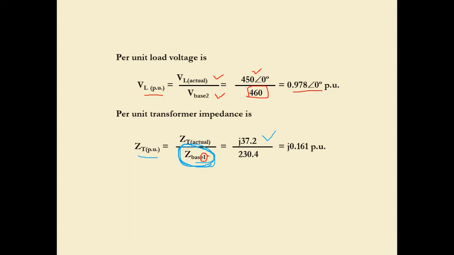Substitute the actual value, this is from the question. This is what we calculated earlier using the formula of S and V. Then finally we are able to generate the value of ZT, the transformer impedance, in PU.